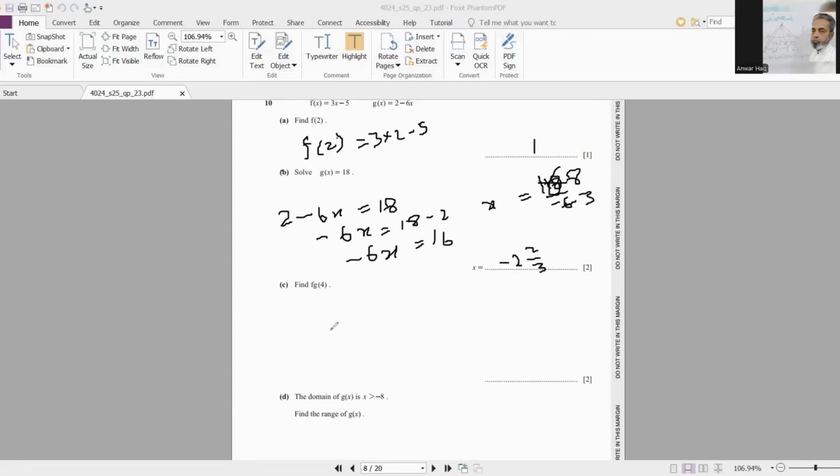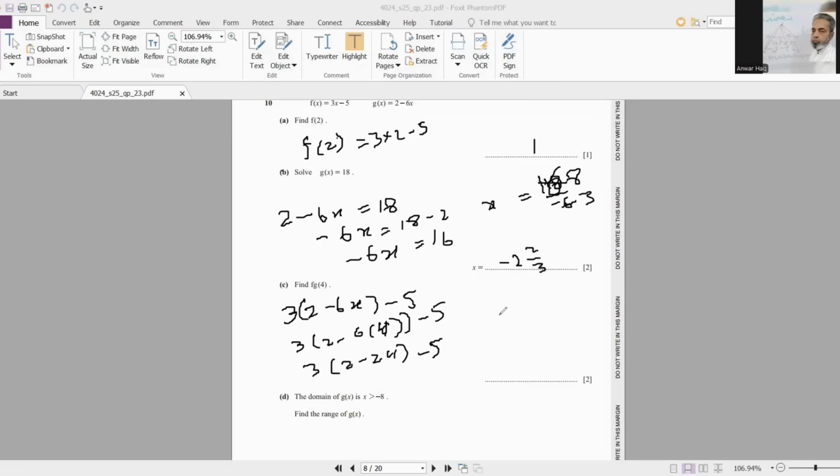Now fg(4). First you will get g(4). Your f is 3x minus 5. In this, in place of x you will put g's function. So 3 into g(x), which is 2 minus 6x, and then minus 5. This is fg. So for fg(4), in place of x you will put 4: 3 into 2 minus 6 into 4, and minus 5. So 3 into 2 minus 24, minus 5.